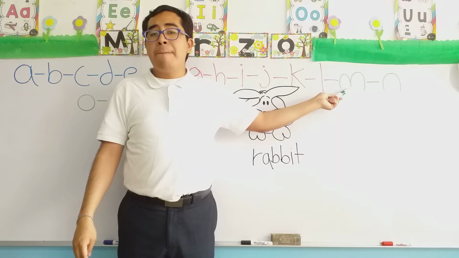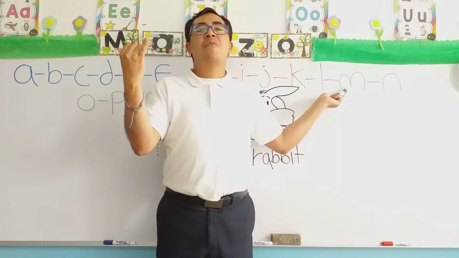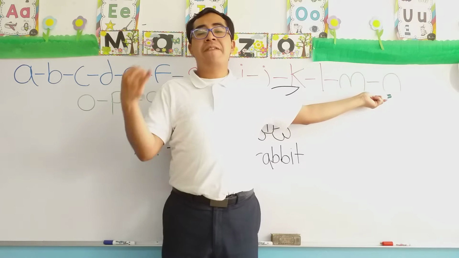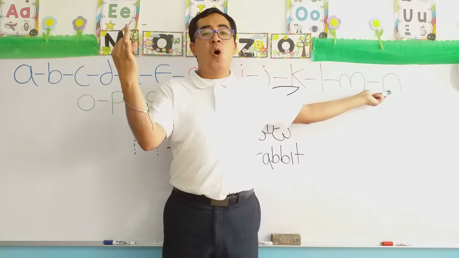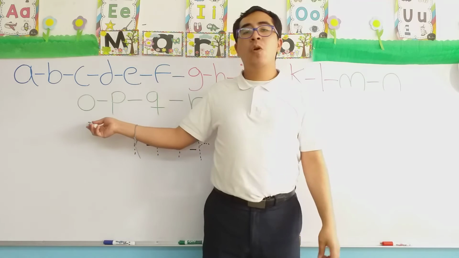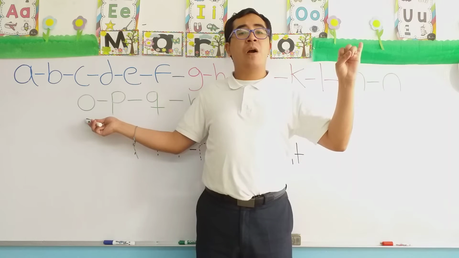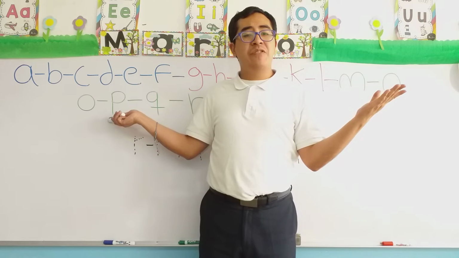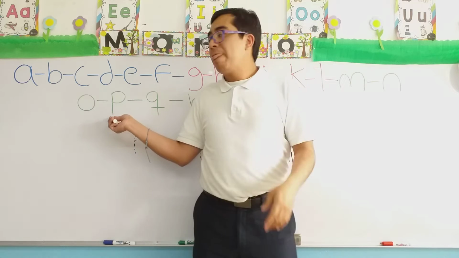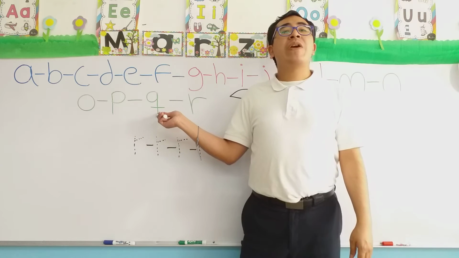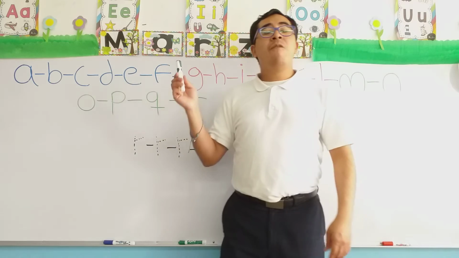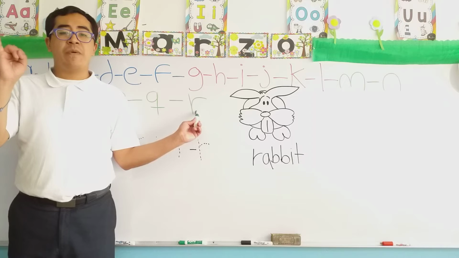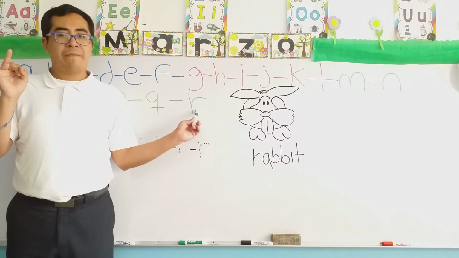For small m, we have Monica, we have Mimi. For small n, we have Nadia, we have Nicole. For small o, we have Oscar. For small p, we have Pedro, we have Paco. For small q, we have Quetzali. For small r, we have names as Roberto, Raúl.